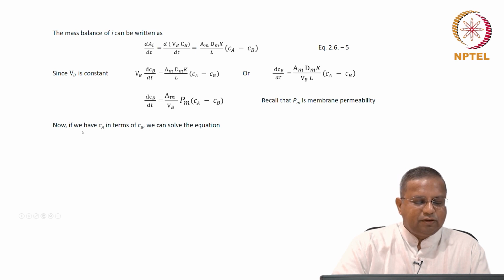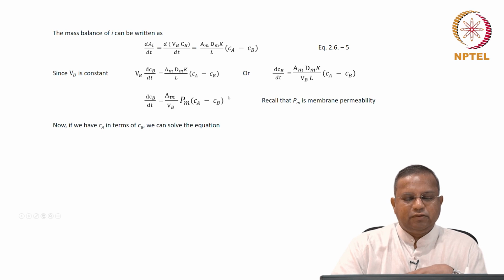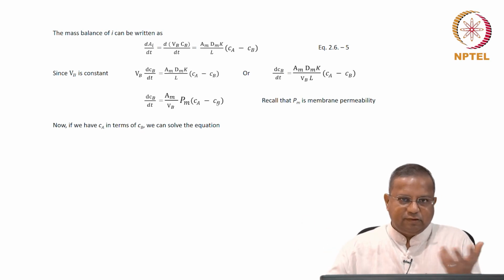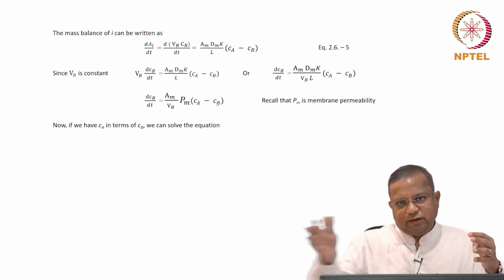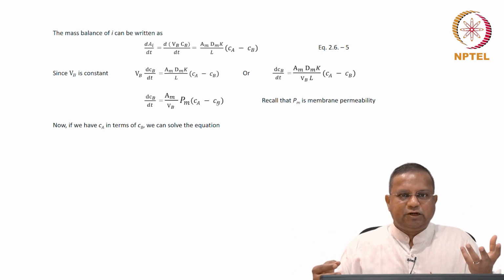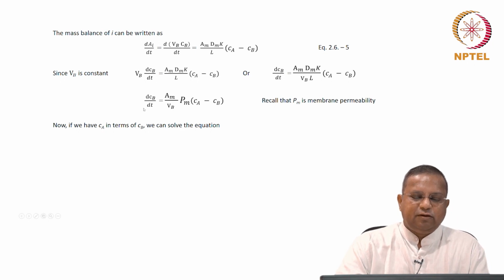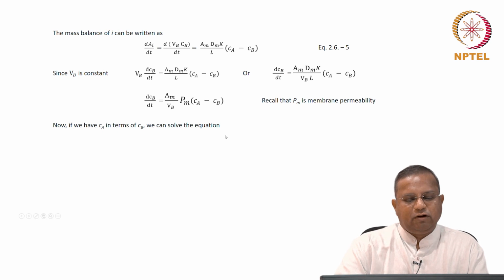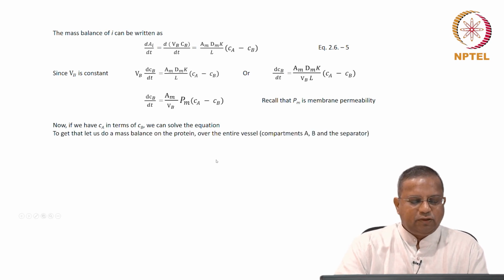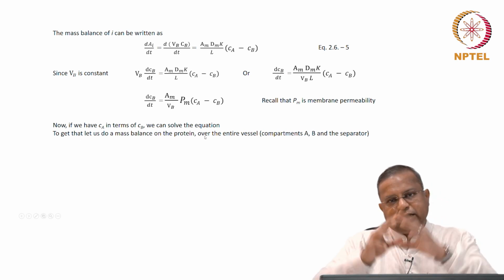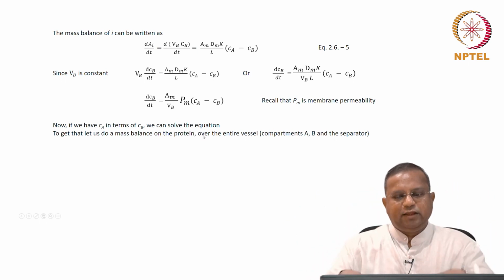Now, if we have C_a, the concentration in the other chamber, in terms of C_b, we can solve this equation. Here we have C_a and C_b, two variables. As C_b changes, C_a needs to change. It is the material in A that is moving to B, so the concentration in A would reduce. So, we have two variables here. If we can find the relationship between these two variables, we have solved this particular equation. To do that, let us do a mass balance on the protein over the entire vessel containing A, B and the membrane.